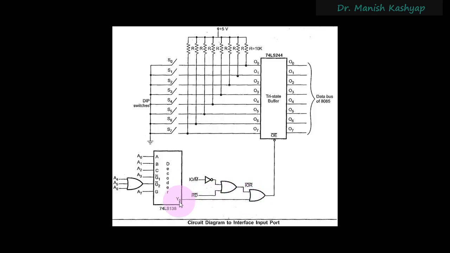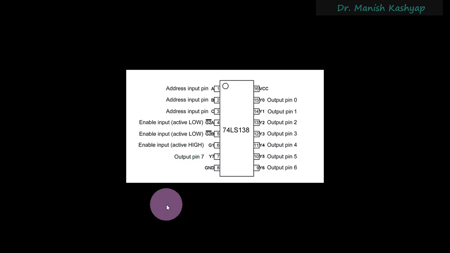So when will this be 0? This is a decoder, the 74LS138 decoder. I will just show you the working of this decoder, although it is not a part of our syllabus. You must have learned it in your digital logic course. But just to give you a quick review, let me show you the structure of that 74LS138 IC.